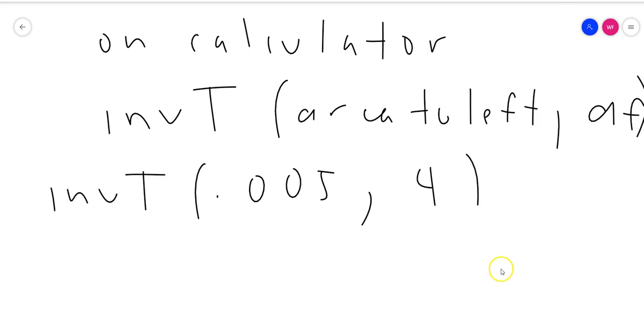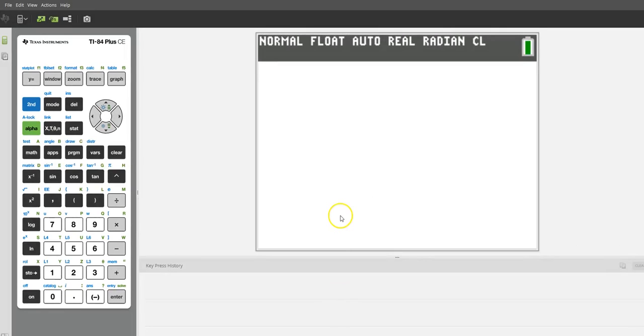Now let me show you where that is on the calculator. I'm going to switch to the calculator screen now. Okay, so on the calculator, it's in the same place where invnorm and normal CDF were.